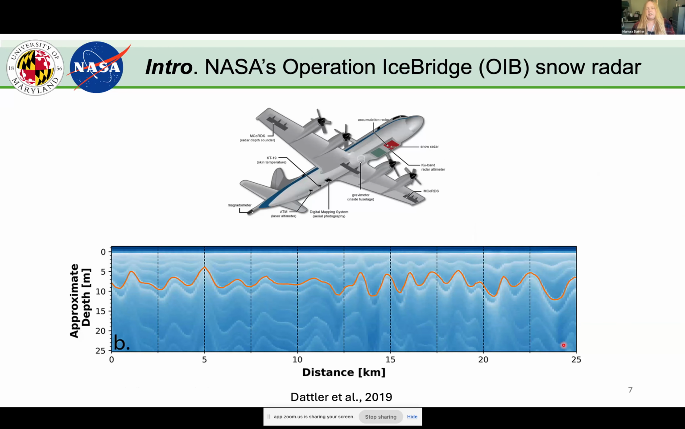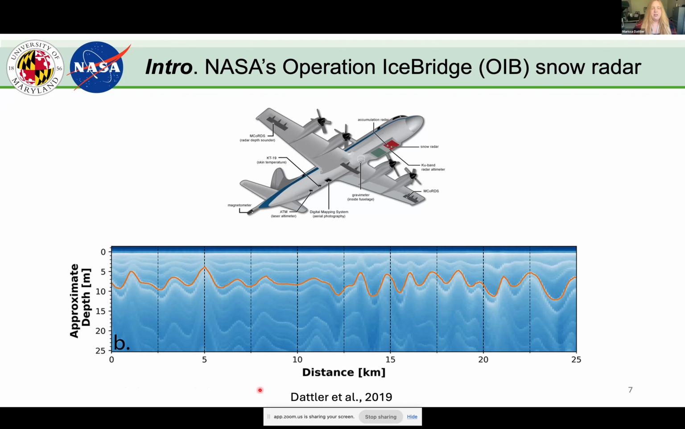And that's where NASA Operation Icebridge's snow radar comes into play. So Operation Icebridge is, or was, a decade-long airborne campaign. And the data we're going to be talking about today is over the Greenland and Antarctic ice sheets. And so it images the upper 25 meters of snow and firn stratigraphy. And so this is an echogram, a plot along track, 25 kilometers along track, where you can see the firn stratigraphy being resolved by the instrument.